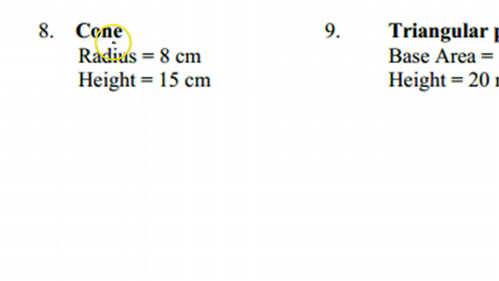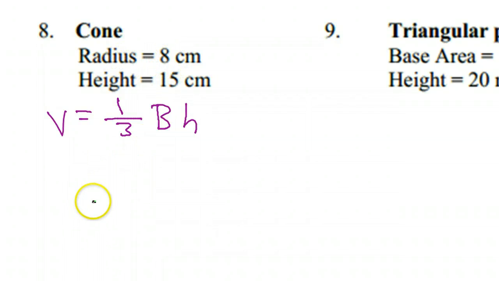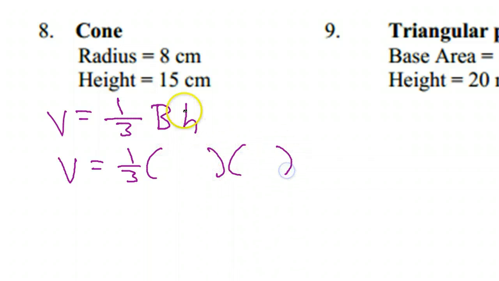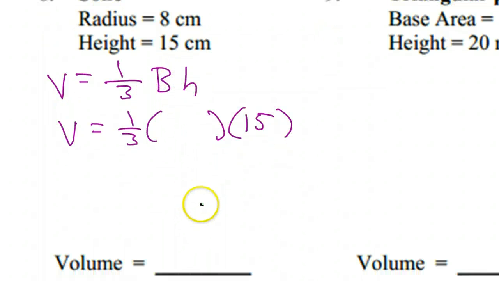Number 8, we're dealing with a cone. So guess what? The volume of a cone is 1/3 times the area of the base times the height. They gave us the radius. So off to the side, we know we need 1/3, we need the area of the base, and then there's the height. They told us the height was 15. So let's just focus on finding the area of the base.